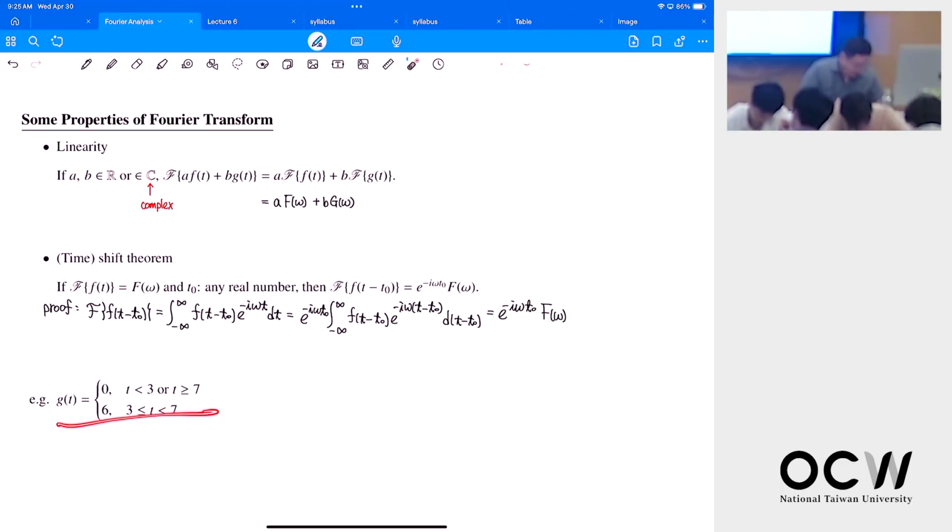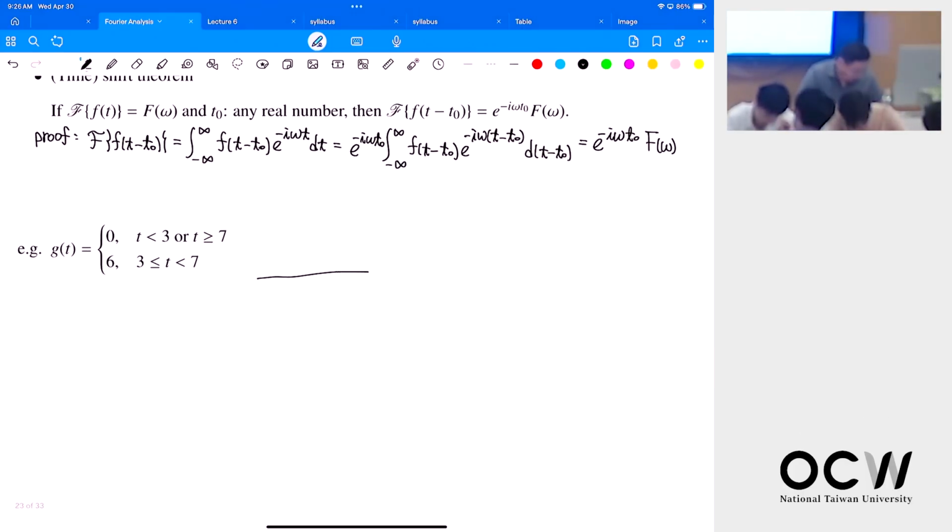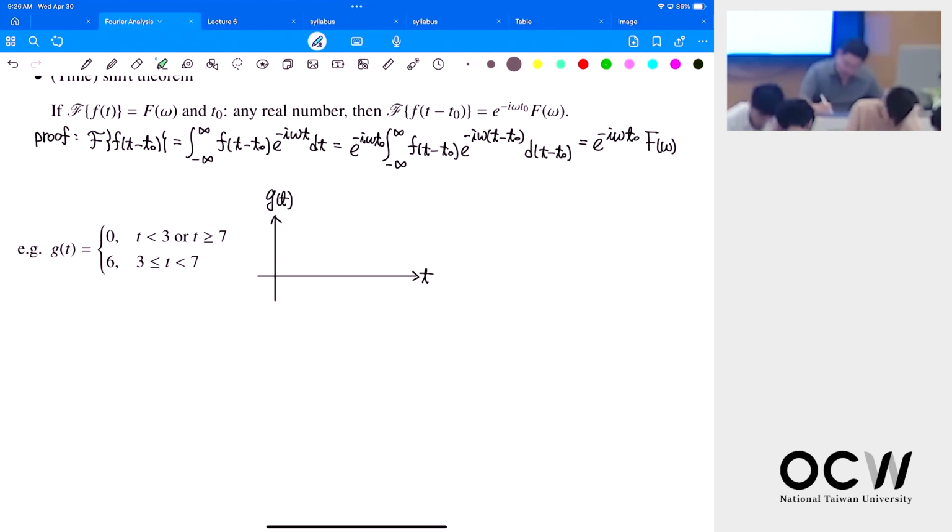So here, let's see this example. I have a function g, with values between 3 and 7, otherwise it is all 0. Let's plot this function first. This is t, and this is g of t. I have a value between 3 and 7. So suppose here's 3 and here's 7, and the magnitude is 6.